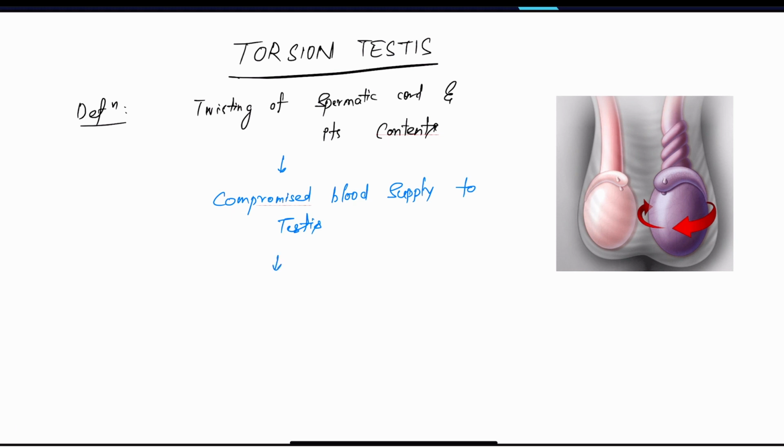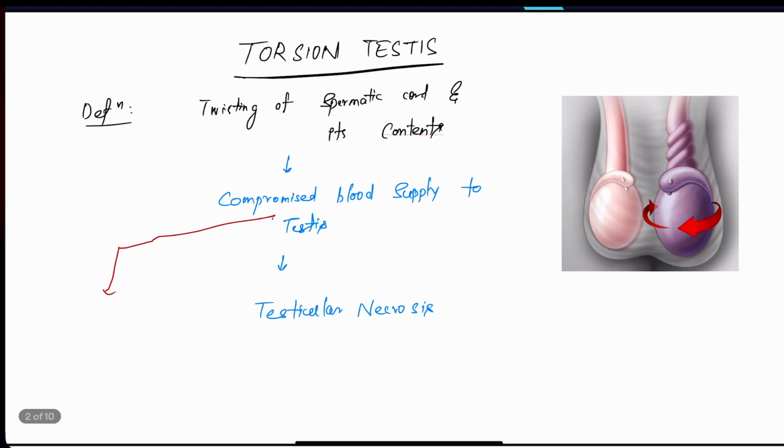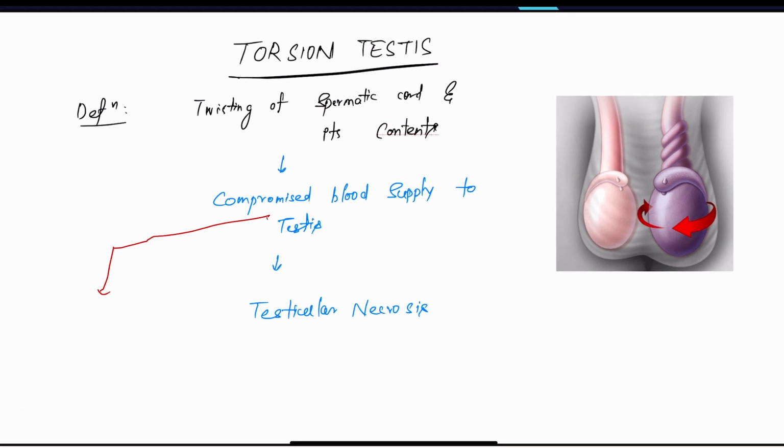So what will happen if there is a decreased blood supply to the testis? The testis will die. That leads to testicular necrosis. And what can we do? By early surgery, we can save the testis. That is emergency orchidopexy. Within 6 hours, the testis is 100% salvageable.